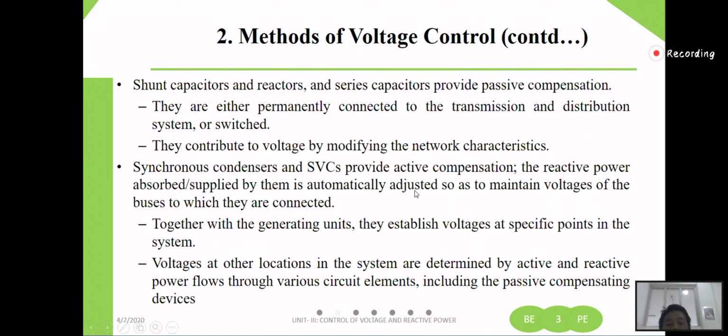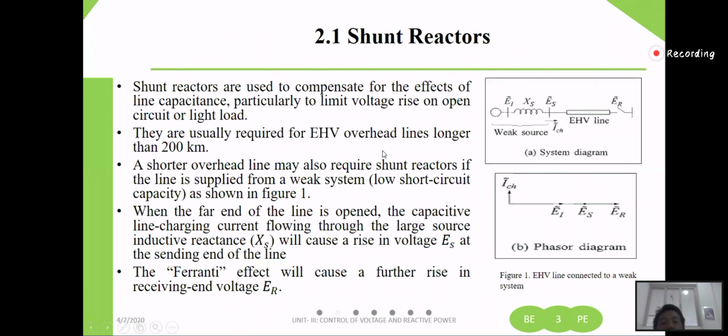So in passive compensation, it will be permanently connected to the transmission and distribution system or switched, which means there is a facility to switch it off and on. Whereas in active compensation, reactive power will be either absorbed or supplied by these devices, but it automatically adjusts for the voltage of the bus. These are the basic differences between active and passive compensation. Now let's see them one by one, starting with shunt reactors.